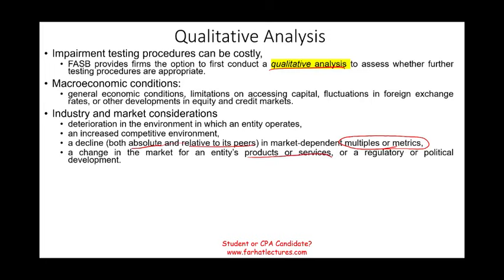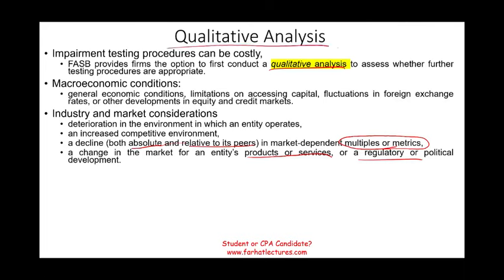There's a major change in your product that's no longer useful. Or a regulatory or political development. Or, guess what? Let's assume it's a medication. The FDA says, take it out. It's dangerous. You know, then what's going to happen? That reporting unit, the goodwill of that reporting unit, might be impaired.